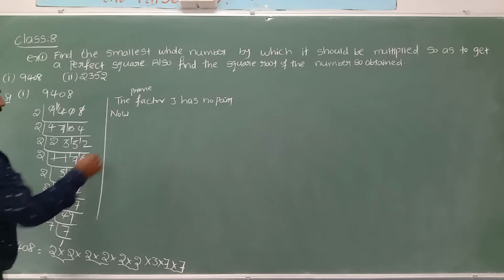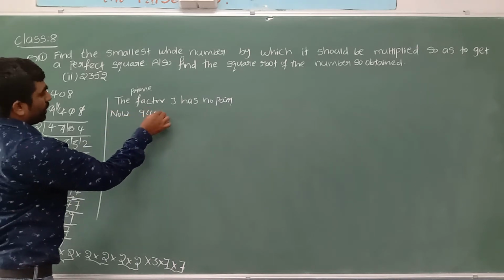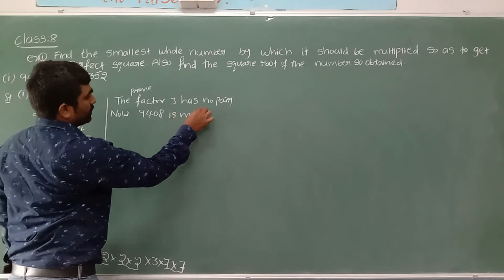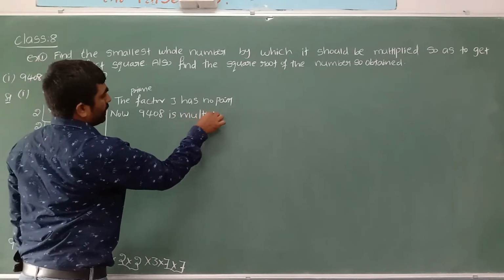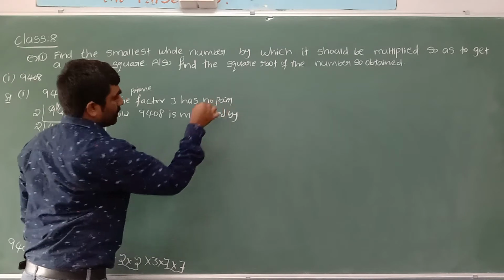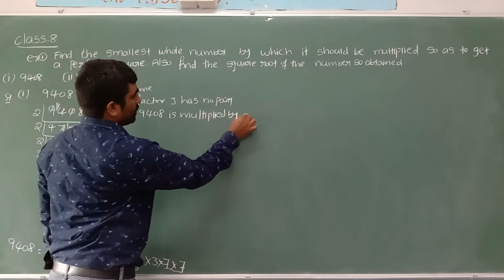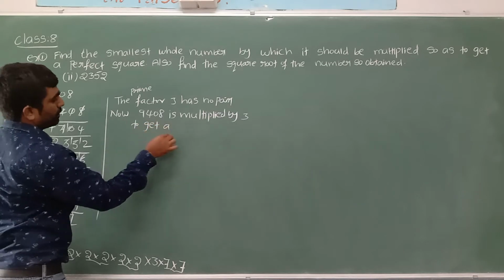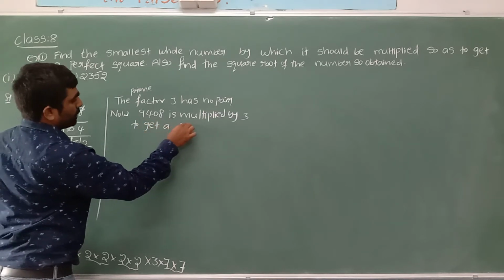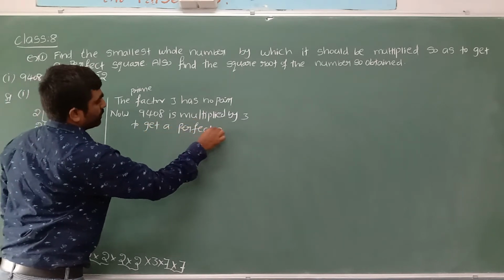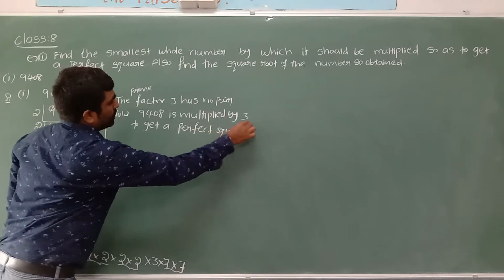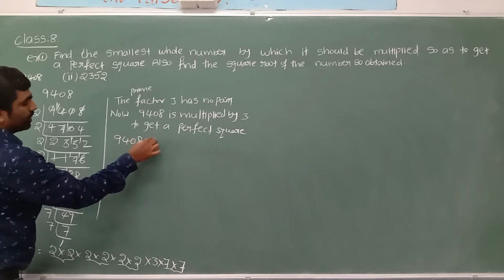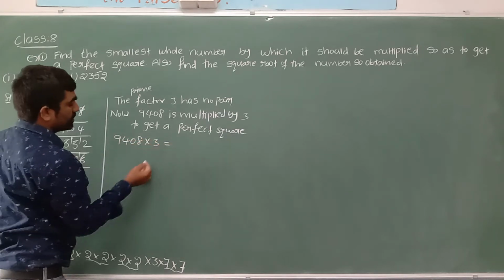Now what can we write? The given number 9408 is multiplied by what? Multiplied by 3. Why do we have to multiply this? To get a perfect square. So let's multiply it here. 9408, you have to multiply with 3. See what is the result?